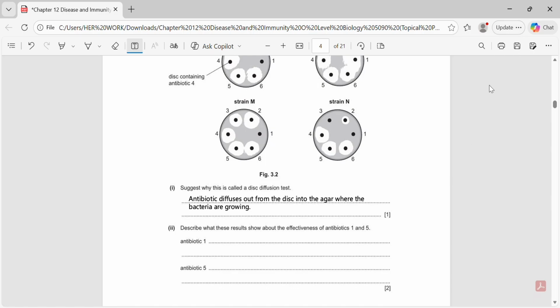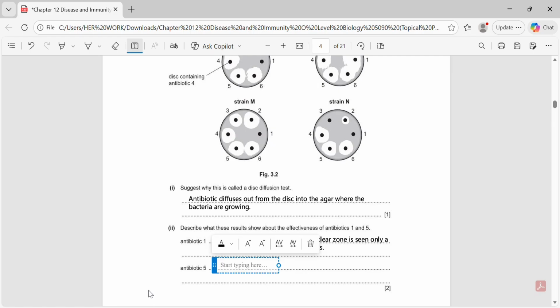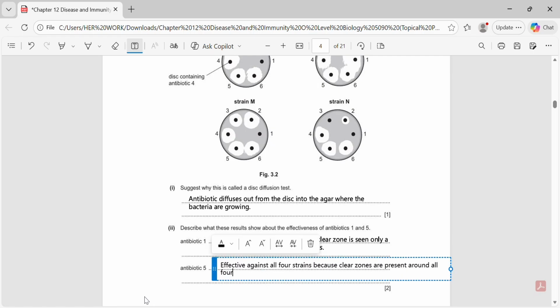In the next part of the question, students are asked to describe what these results show about the effectiveness of antibiotics 1 and 5. For antibiotic 1, the correct description is, antibiotic 1 is only effective against strain L, as a clear zone is seen only around strain L and not around the other strains. And, for antibiotic 5, the correct description is, antibiotic 5 is effective against all 4 strains because clear zones are present around all 4 agar plates.